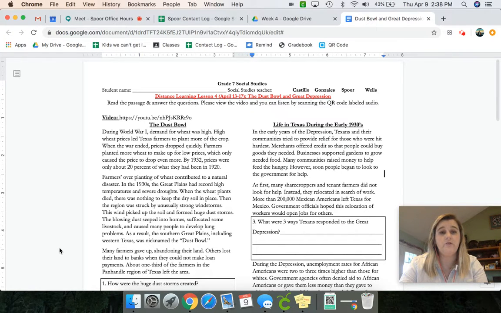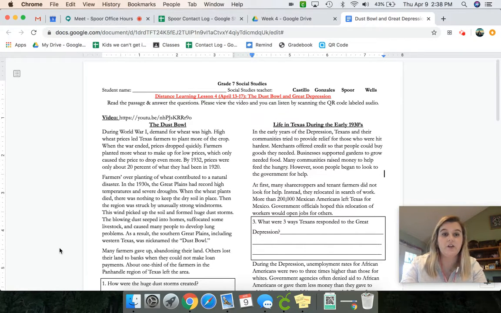After the war though, Europe kind of recovers and they start producing their own food, so they don't need the US's food anymore. But the prices drop because there's less demand. That causes farmers to not make as much money. And if they had taken out loans to maybe buy new equipment or more land when prices were good, they're now losing money and they can't pay back the banks. So farmers' overplanting of wheat contributed to a natural disaster.